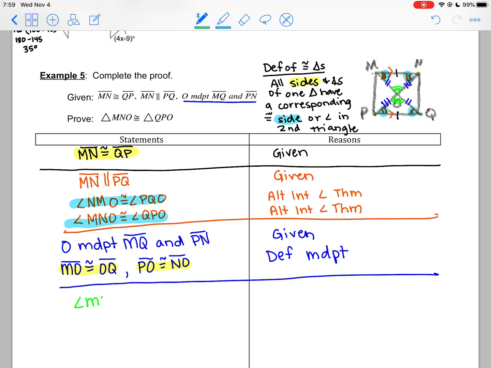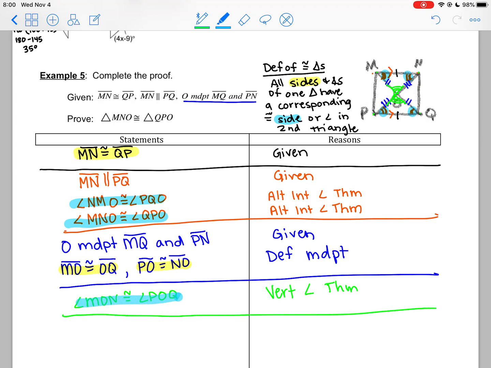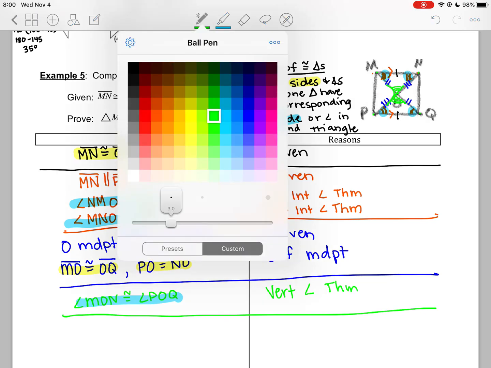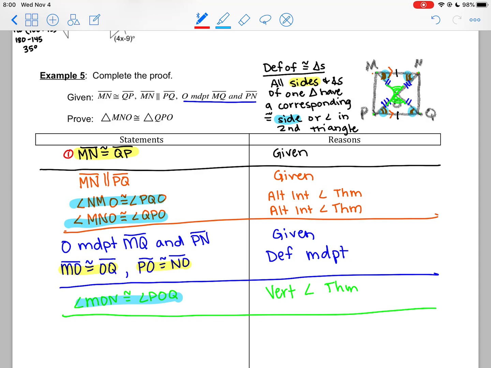So angle MON is congruent to angle POQ, and I have to look at their placement to figure out what kind of angles they are. They meet at a single intersection. So that's one of the first set of angles that we talked about. And they are across from each other, so they only share a vertex. Those are called vertical angles. So those angles will be congruent by the vertical angle theorem. So with that, that finishes off so that I have three congruent segments, 1, 2, 3, and I have three congruent angles.